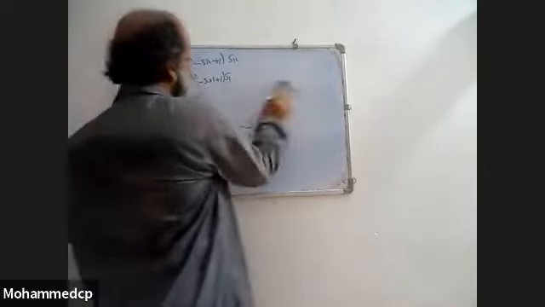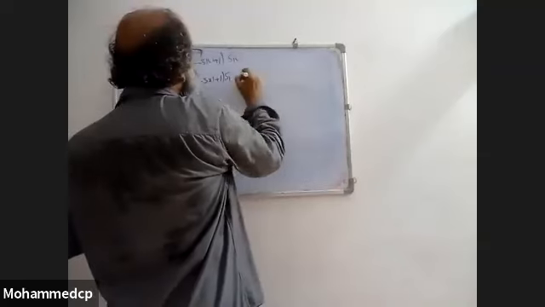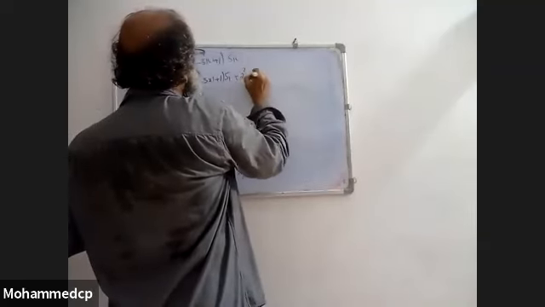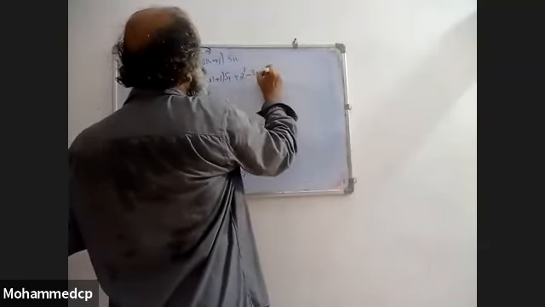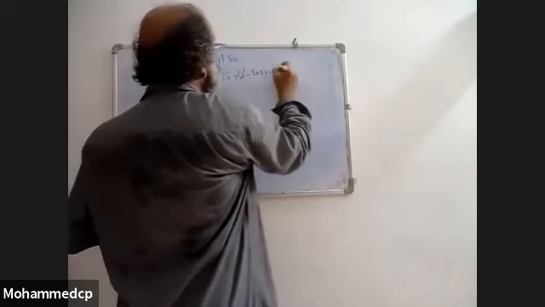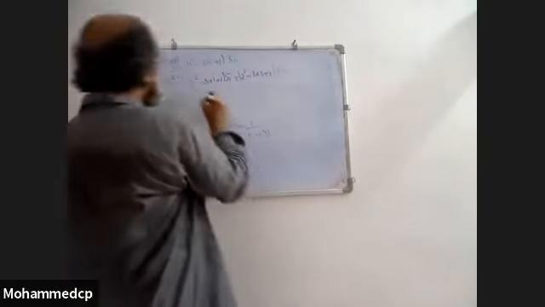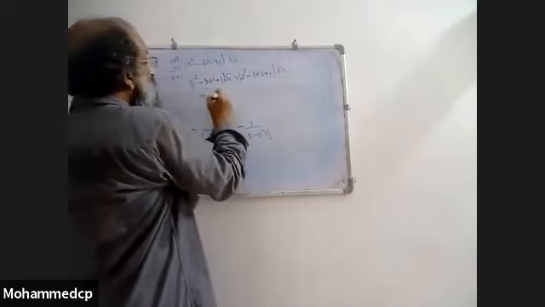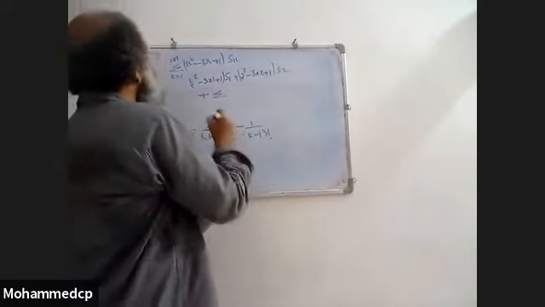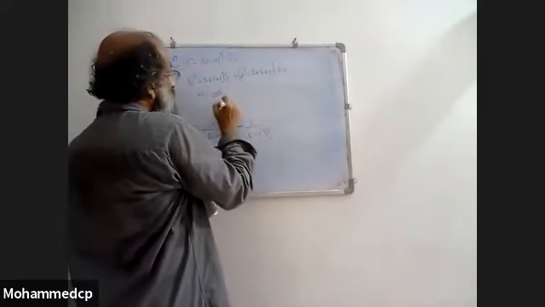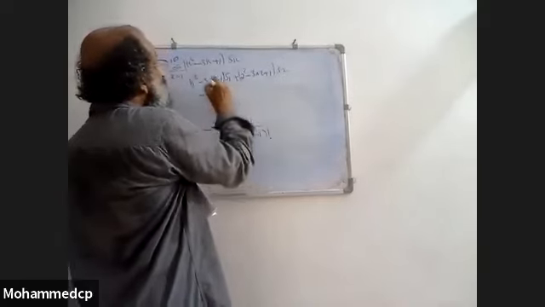Plus 2 square minus 3 into 2 plus 1, mod s2. Then onwards, sigma k goes from 3 to infinity.